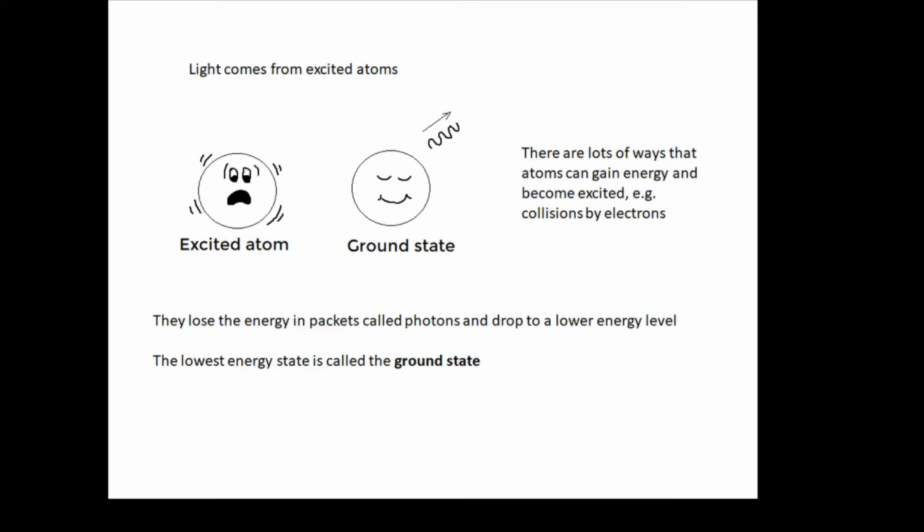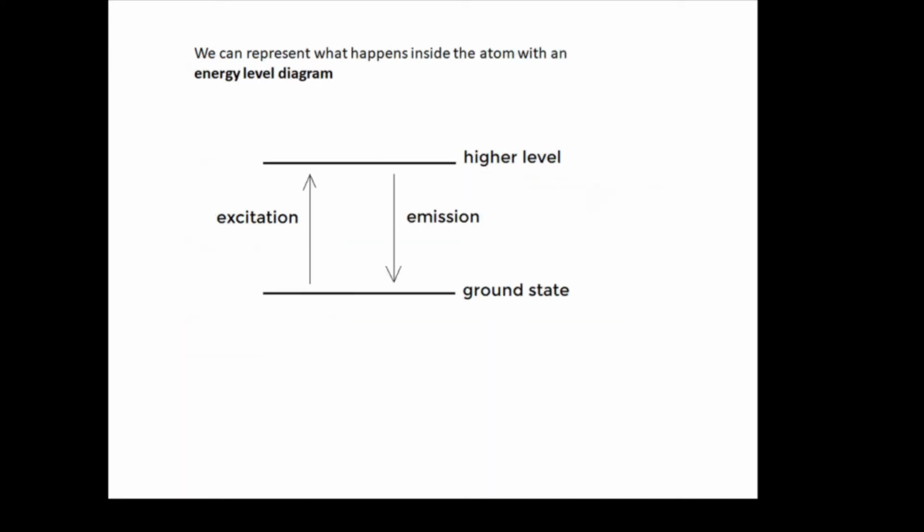Then an excited atom can lose its energy by giving off a photon. And when it does that, the atom falls back to its ground state. They lose the energy in packets called photons and drop to a lower energy level. And the lowest energy state is called the ground state. We can represent what's happening with an energy level diagram. There's the ground state at the bottom. An electron jumps up to a higher energy level. That's called excitation. Then the electron falls back down again at some point in the future and it emits a photon. It gets rid of this extra energy.